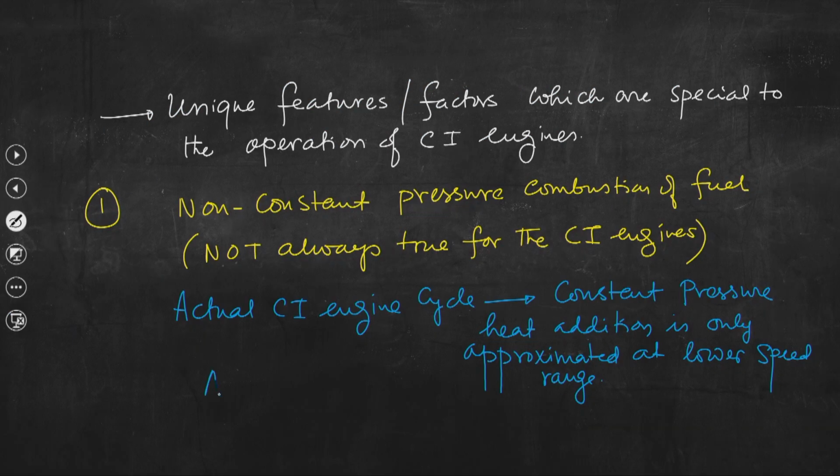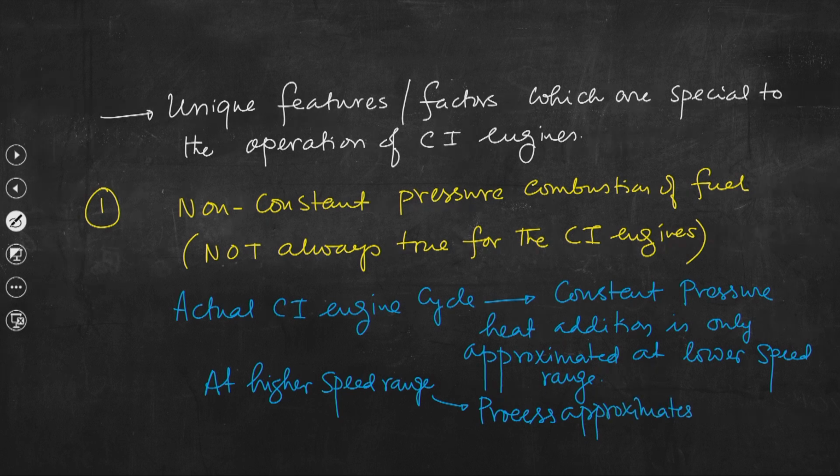This is true, but at higher speed range, the combustion process approximates more or less a constant volume process. So, this is very important too at this point. Now, if we go on to discuss the next point, point number 2, that is dissociation.